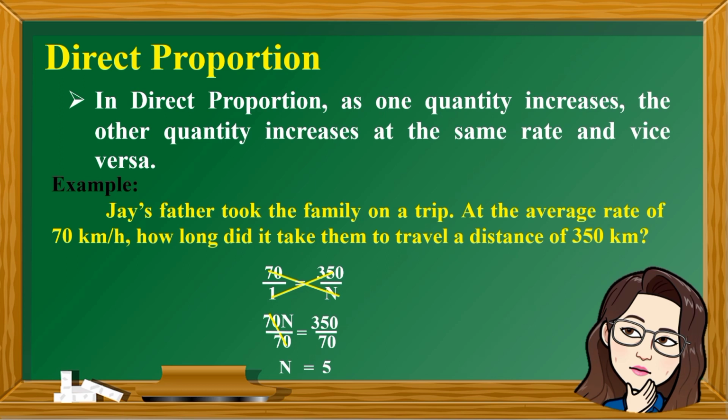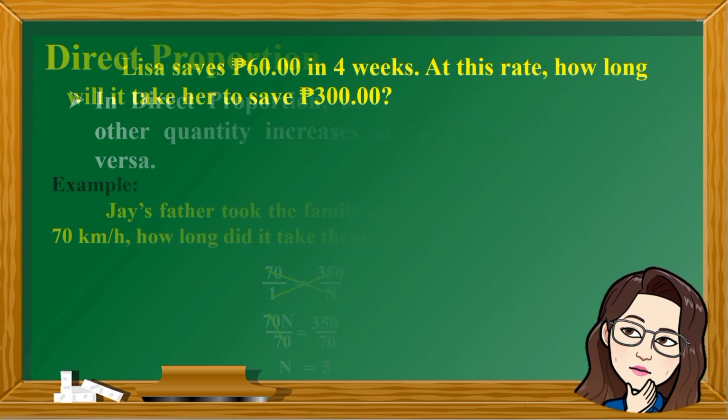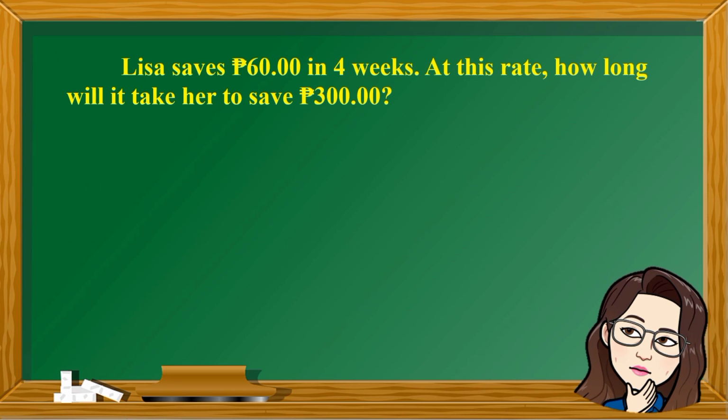Easy, right? Let's have another example for better understanding. You can try solving this. Lisa saved 60 pesos in 4 weeks. At this rate, how long will it take her to save 300 pesos? The proportion can be written as 60:4 is equal to 300 is to n. You can use the method that you are comfortable with since both will give you the same answer.